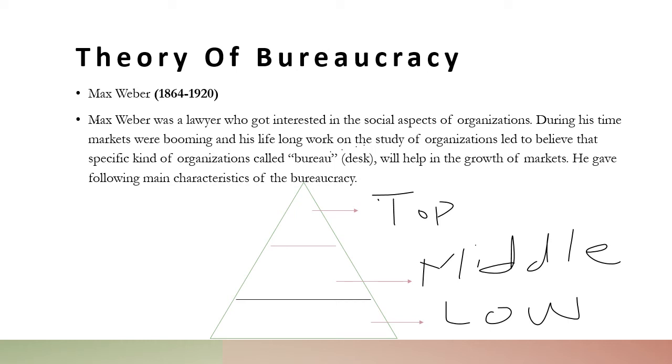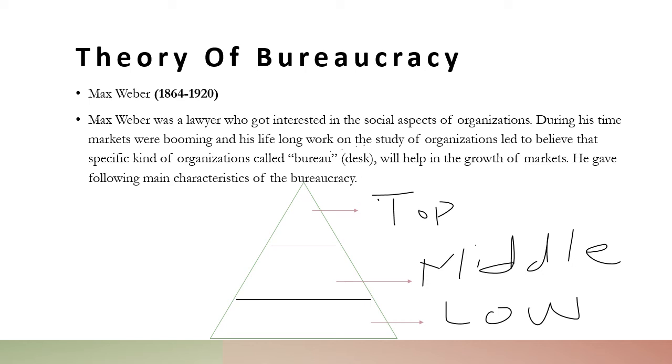उसके बाद है theory of bureaucracy. Max Weber has basically given this theory of bureaucracy. We will also study this theory in detail in the next lectures, but now we are just taking a fair idea. Max Weber was born in 1864 and died in 1920, and this was the whole era where he gave different contributions. Max Weber was a lawyer who got interested in the social aspects of the organization. His lifelong work on the study of organizations led him to believe that a specific kind of organization called bureaucracy will help in the growth of the markets.